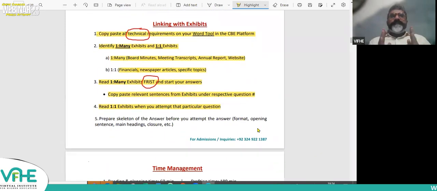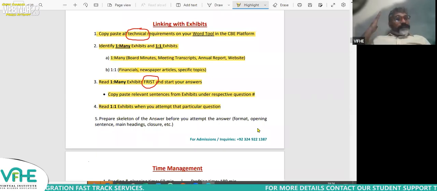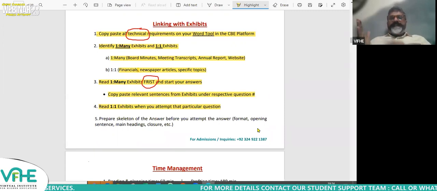So first you will read all the 1:2 many exhibits. Okay. And then you start your drafting. Do not read the 1:1 exhibit. Is that clear? When do you read the 1:1 exhibit? When you actually come to that particular question, at that time you open the relevant exhibit, link it and draft it. All right.